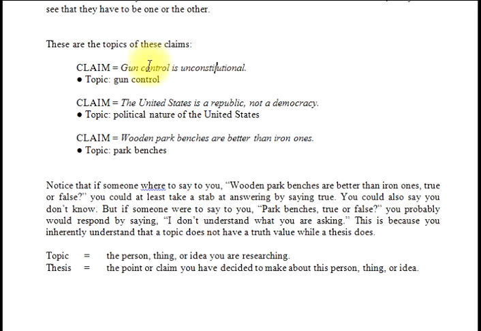The claim that you make within the topic is more specific and it can be true or false, and that's a thesis. Okay, so if the claim is the United States is a republic, not a democracy, notice here I'm kind of using claim as the same as thesis, then the topic might be the political nature of the United States. See that right here? So if the claim is that wooden park benches are better than iron ones, the topic would be park benches, or wooden benches, or iron benches. Well, more specifically, park benches. I mean, more generally, park benches.